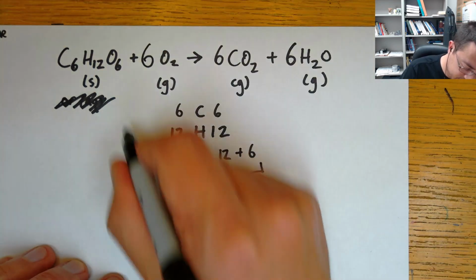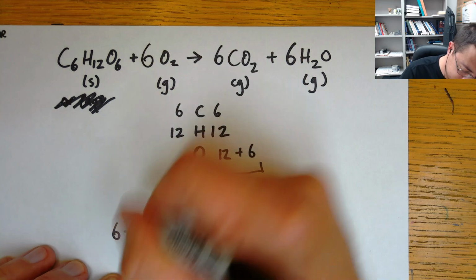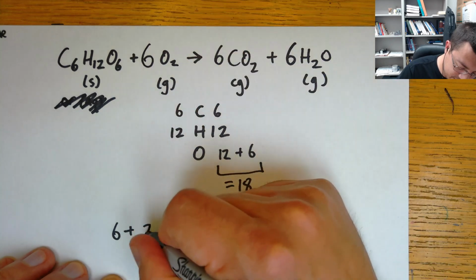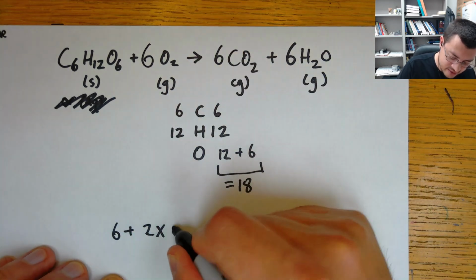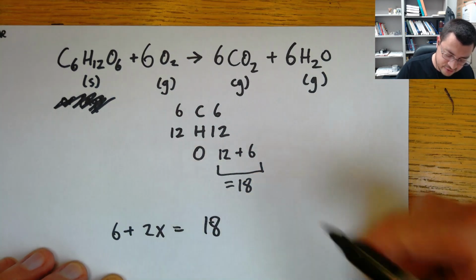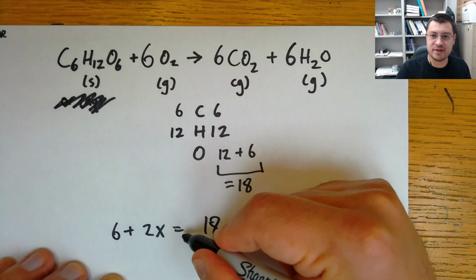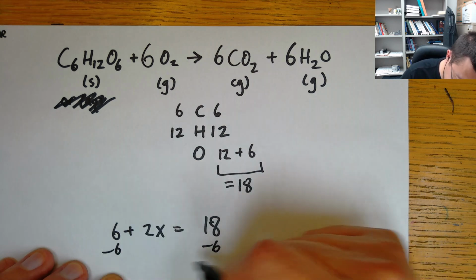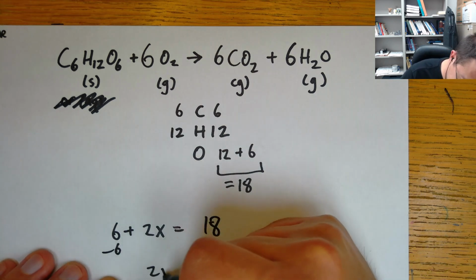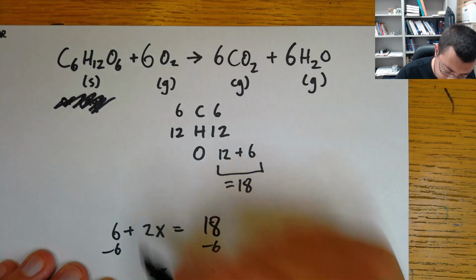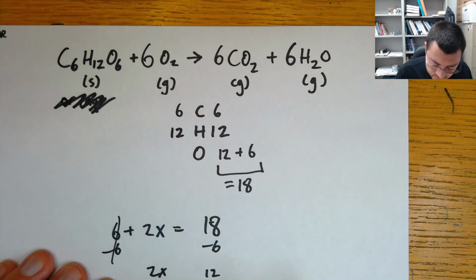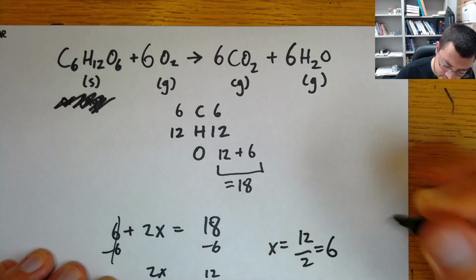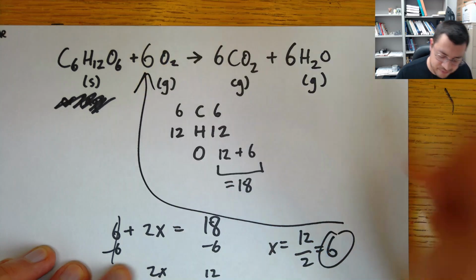To show that algebraically, that'd be like 6 plus 2x. This subscript of 2 means we're multiplying by 2. We'll say x is our variable, and we need 18 on the other side, so we'll treat the reaction arrow like an equal sign. Subtract 6 from both sides. We get 12 on this side. 2x equals 12. So x equals 12 over 2, which is equal to 6. That 6 is what I put there.